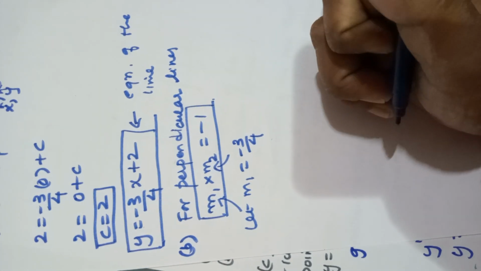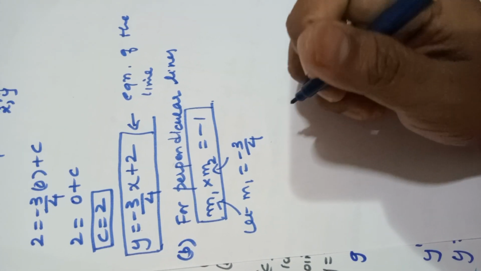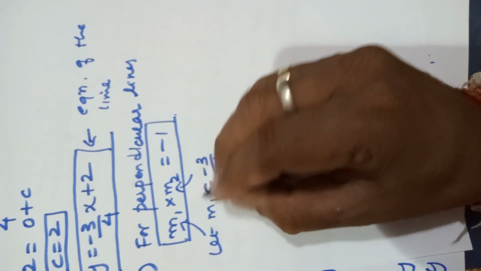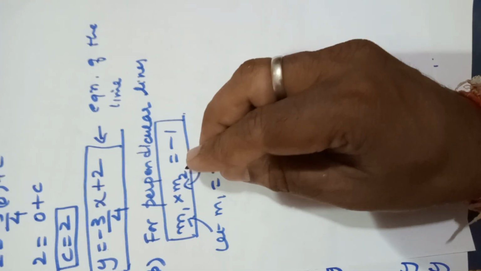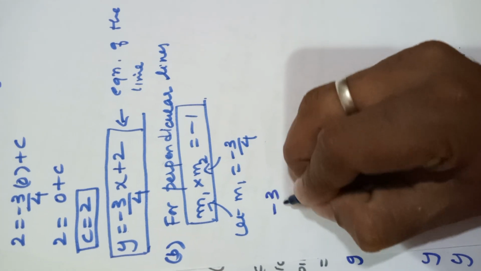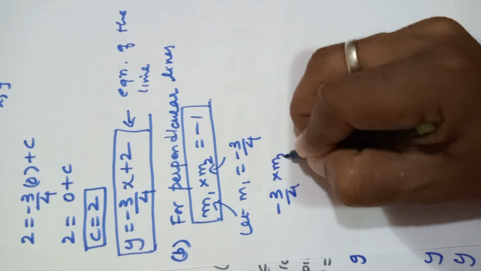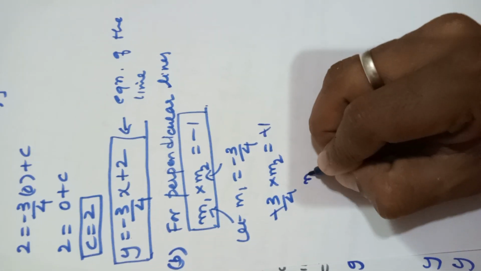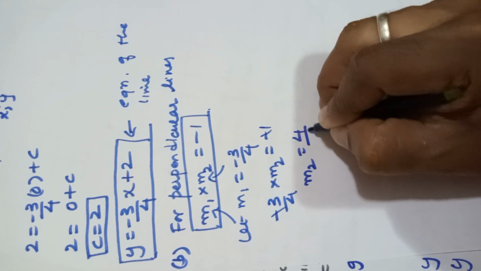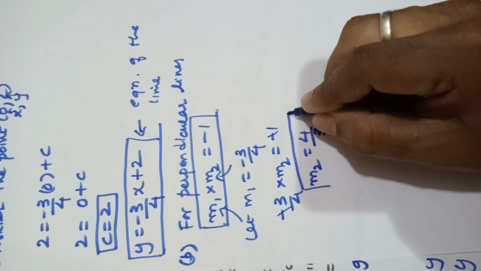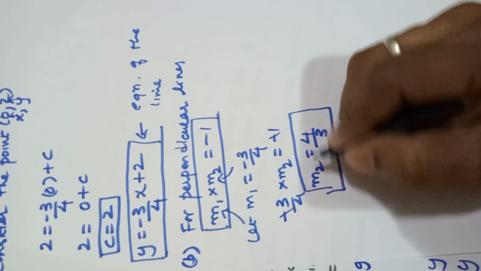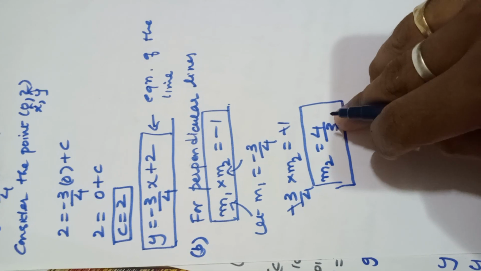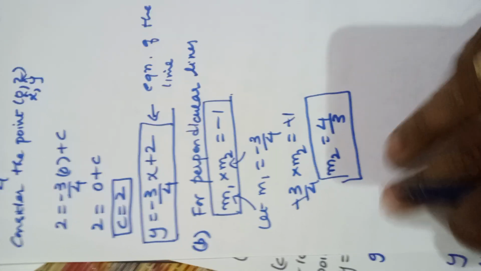To find the equation of the line perpendicular to the given line in the form y equals mx plus c, substituting the m1 value as minus 3 by 4 in this condition, minus 3 by 4 into m2 is equal to minus 1. So you can cancel the minus and minus, so m2 will be equal to 4 by 3. What does it indicate? It indicates that the gradient of the line perpendicular to the line L is 4 by 3. This is the gradient of the perpendicular line.